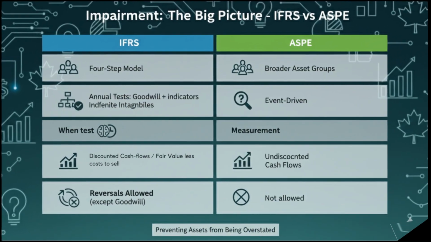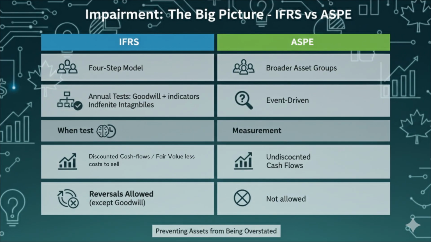Now let's tie everything together before we wrap up. So here's the big picture. Impairment is all about preventing assets from being overstated. Under IFRS, follow the four-step model, test annually for goodwill and indefinite intangibles, and remember, reversals are allowed. Under ASPE, the rules are more event-driven, cash flows are undiscounted, and reversals are not permitted. If you master these differences, you'll be ready not just for exams, but also for real-world financial reporting.